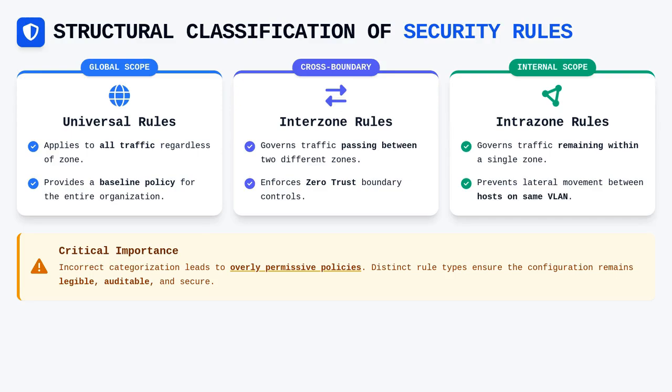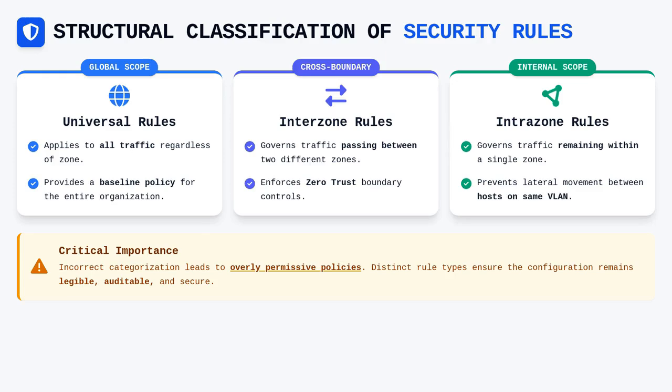The structural classification of security rules into universal, interzone, and intrazone types serves as a fundamental organizational mechanism. Universal rules apply to all traffic regardless of the zone transition, providing a baseline for common policies that must exist across the entire organization. Interzone rules act specifically upon traffic passing between two different security zones, which enforces the boundary control required in a zero-trust architecture.